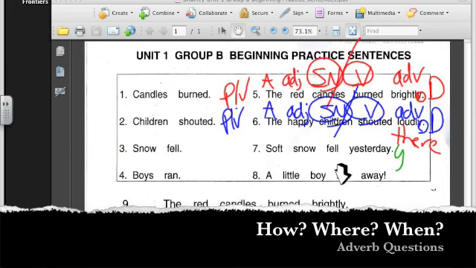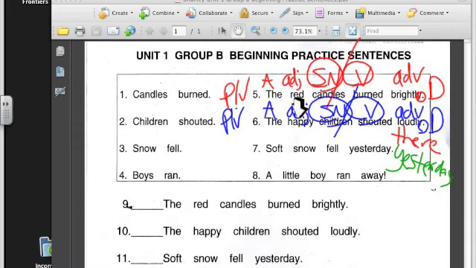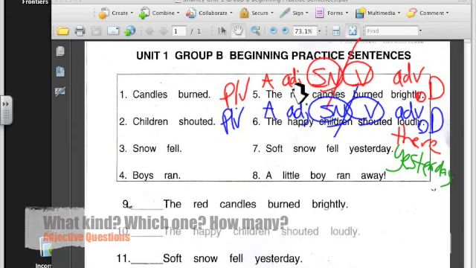Or let's say I change it to "yesterday." Another adverb. Not very neatly written, but you get the idea. Shouted when? Yesterday. Adverb. So that helps me describe my adverbs. Now, taking a look at our adjectives, we have three questions that we can ask about adjectives. We can ask what kind, which one, or how many. In this case, we have happy, so I would ask what kind of children? Happy.